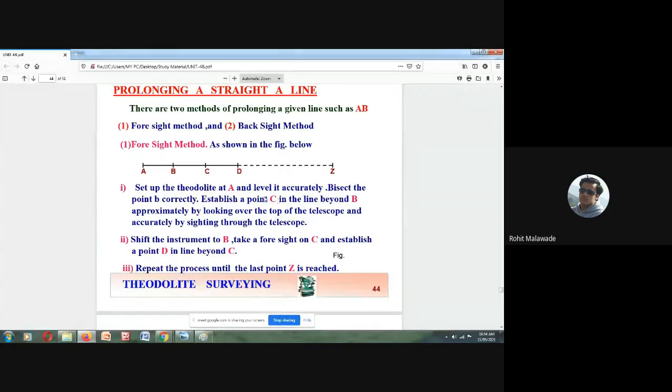Is it clear? Yes, sir. Keep the instrument at A, look towards B, and you also see that B and C are in a straight line, and then you shift the instrument to B. After shifting the instrument, you bisect C, and you should see that C and D are in a straight line. Again you repeat this process until you reach Z. This is how we prolong the straight line.